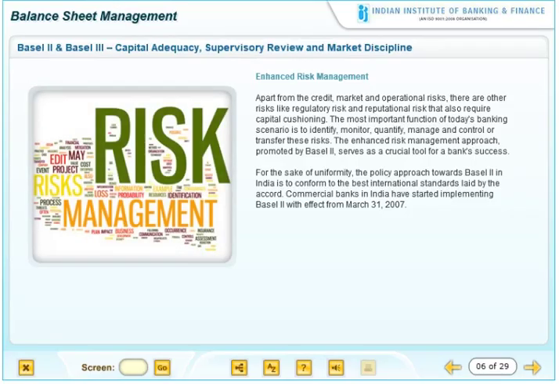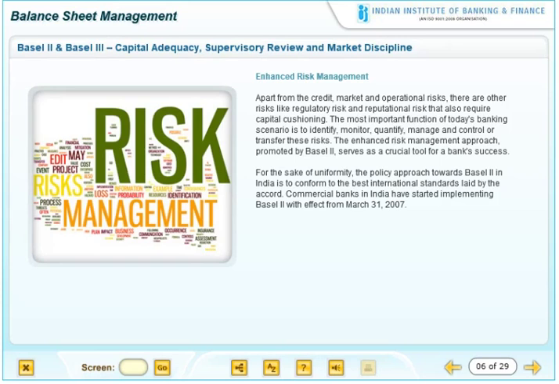Apart from the credit, market and operational risks, there are other risks like regulatory risk and reputational risk that also require capital cushioning. The most important function of today's banking scenario is to identify, monitor, quantify, manage, and control or transfer these risks. The enhanced risk management approach promoted by Basel II serves as a crucial tool for a bank's success.